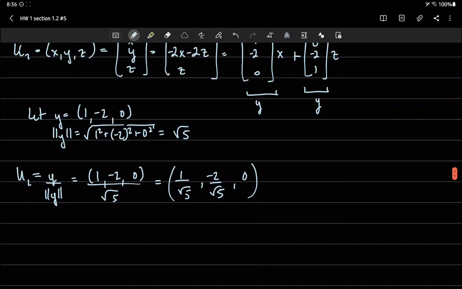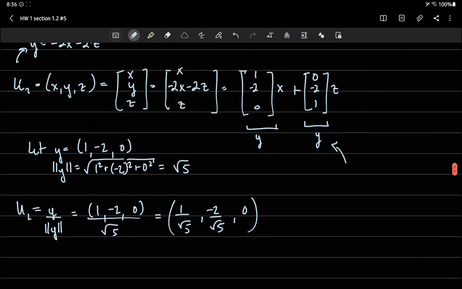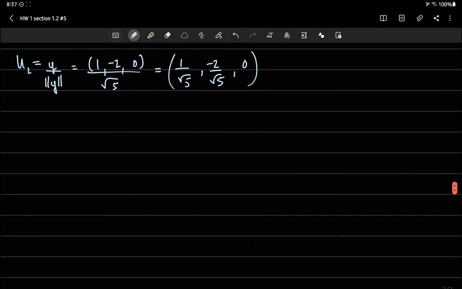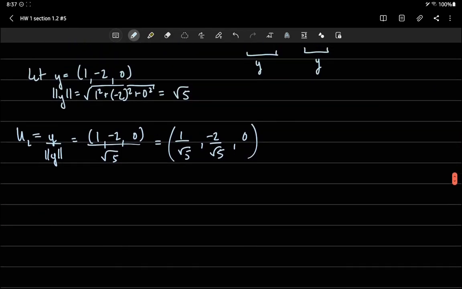Alright. If you use the other y value, you're just going to get the same thing, just in a different order. But if you did that, it's still right. So if we're done with that, we are done with the problem.